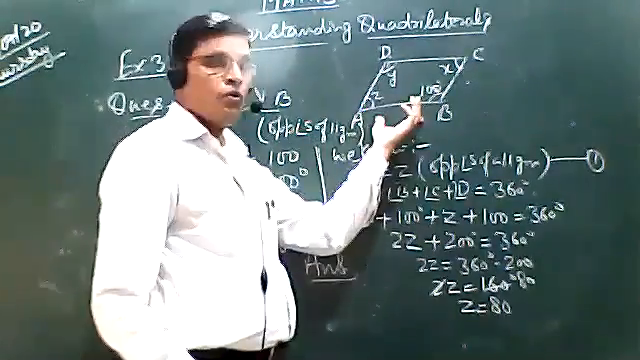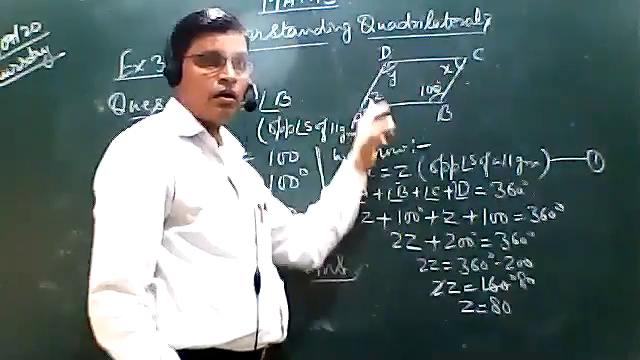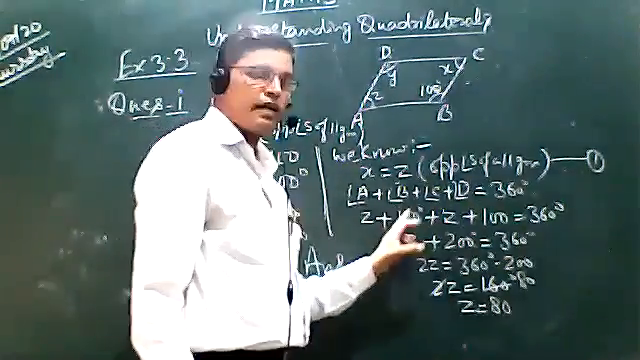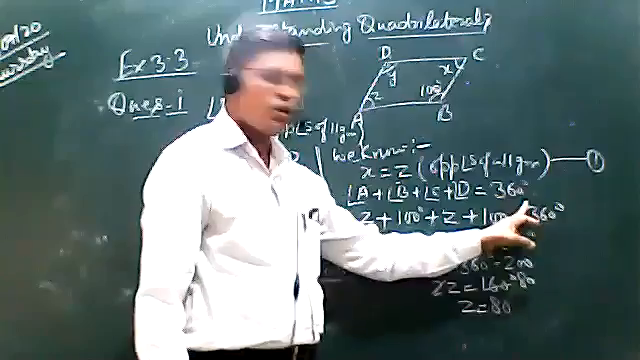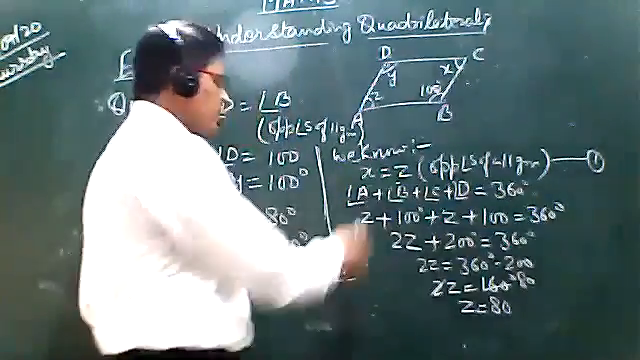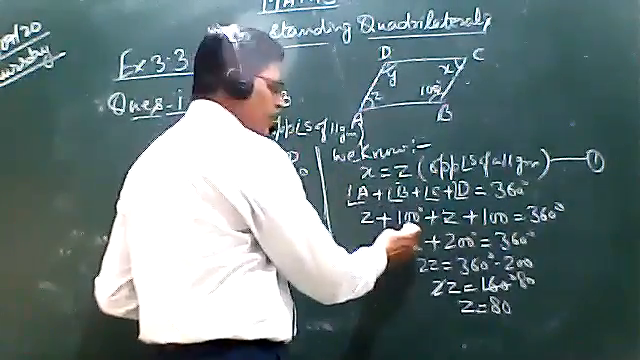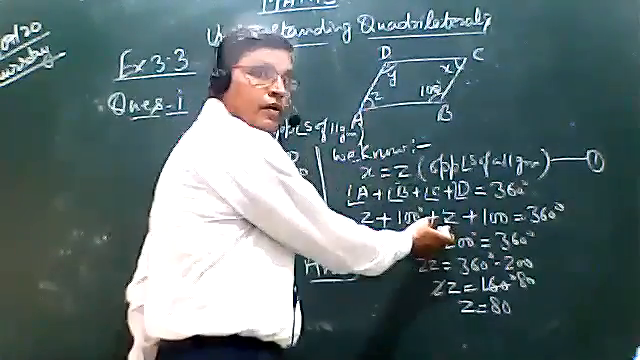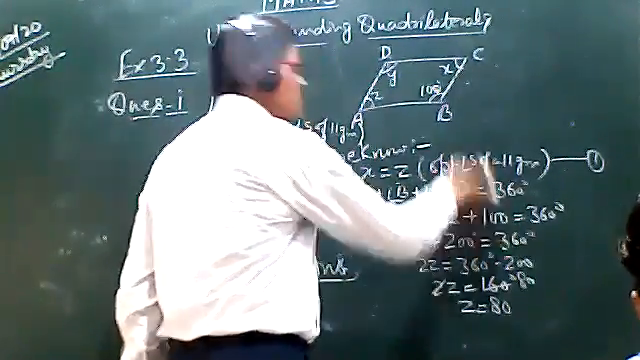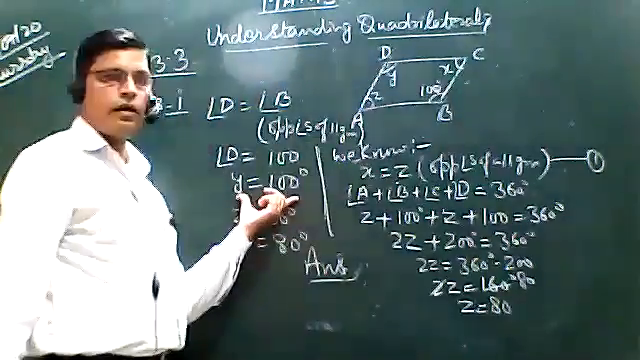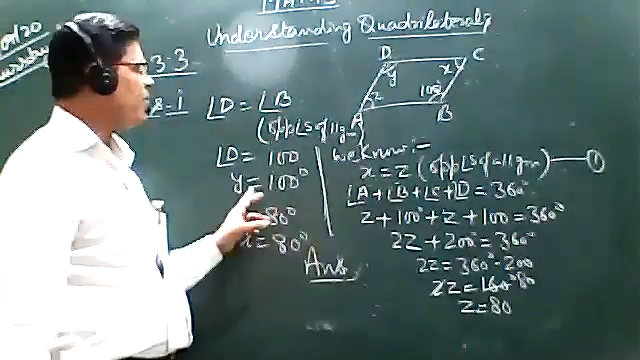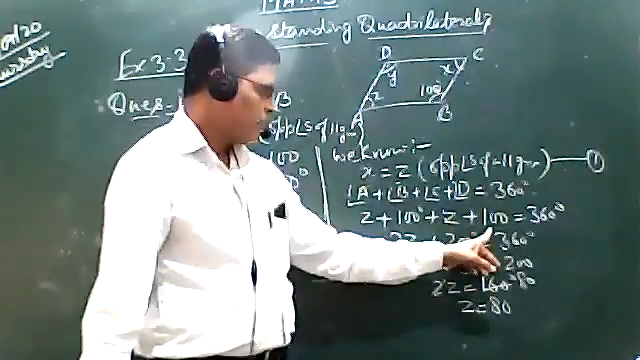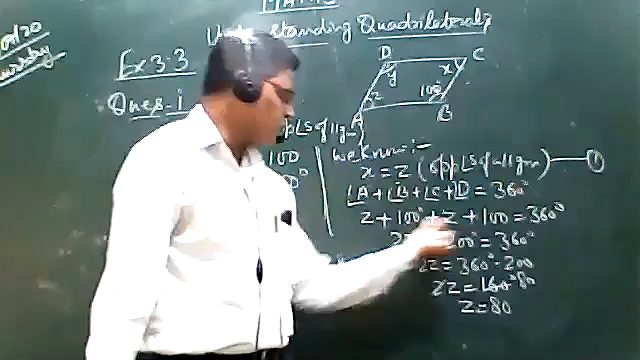Then we also know the sum of the interior angles of the parallelogram is 360 degree. That means angle A plus angle B plus angle C plus angle D is equal to 360. Now put these values. Angle A is Z, angle B is 100, angle C is Z because X is equal to Z. We put there Z, and D is 100. We find here angle Y is 100 degree. We put there 100. Equal 360 degree.